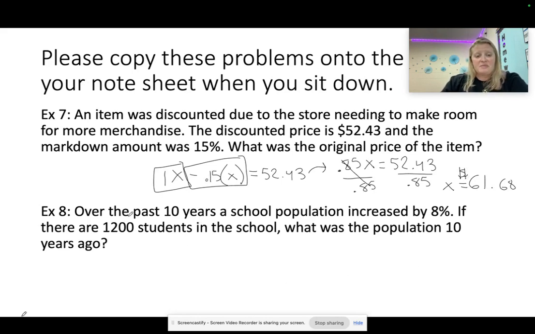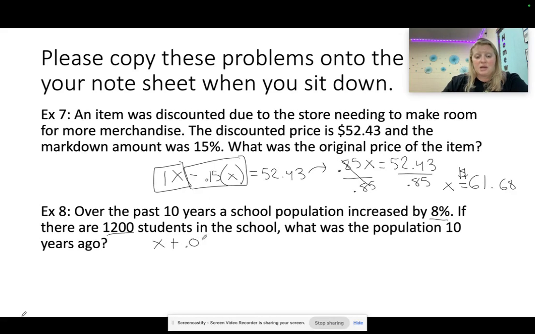And it's going to be the same thing here. It says over the past 10 years, a school population increased by 8%. If there are 1,200 students in the school right now, what was the population 10 years ago? So you have your new population, you have your percentage, you need to find the old population. So we're setting up the exact same way. Original, we're going to use a plus because the population grew.